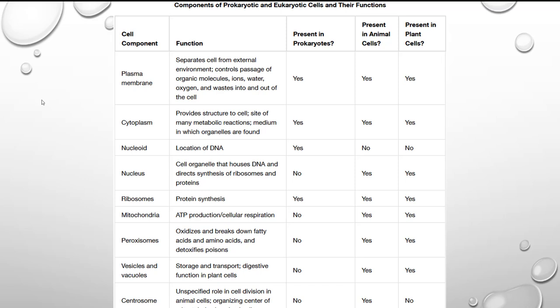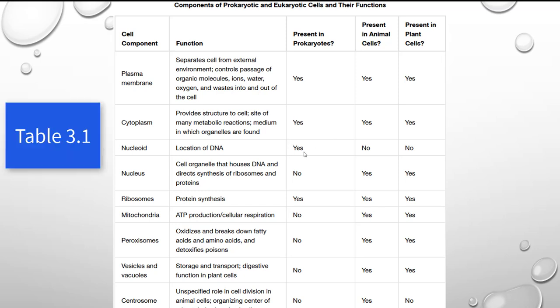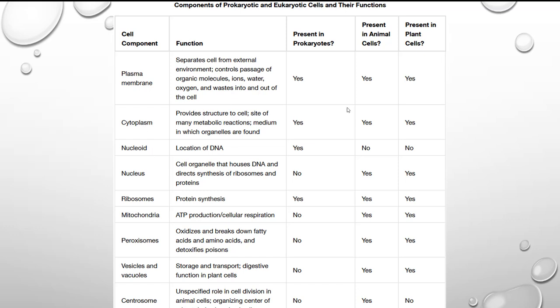So by the end of this, you should have your chart with the different organelle or cell component, and then the function, and then perhaps a picture. In your textbook, I believe it's table 3.1, there is a good summary of all of the different cellular components, as well as the function, and it tells you if it's present in prokaryotes, in animal cells, and if it's present in plant cells. So this is a good thing to use as a review as well.